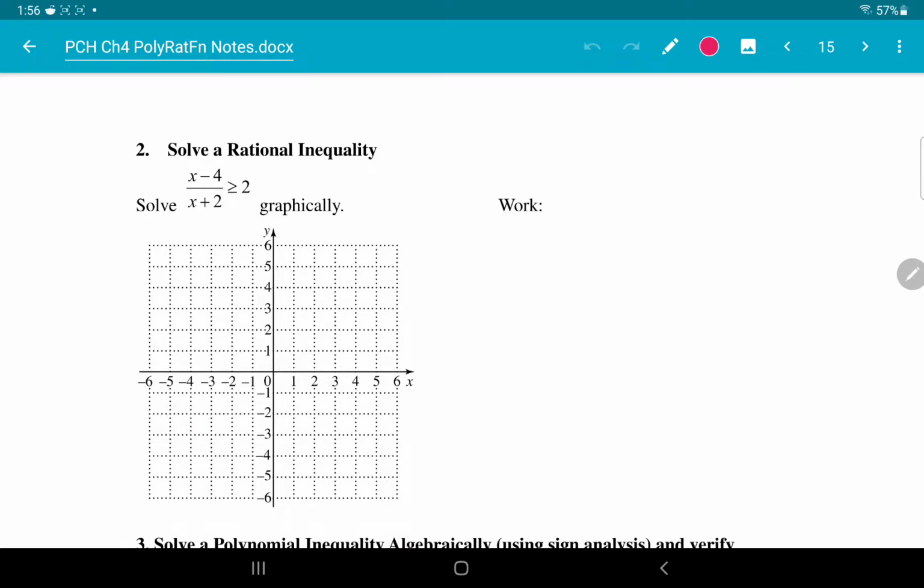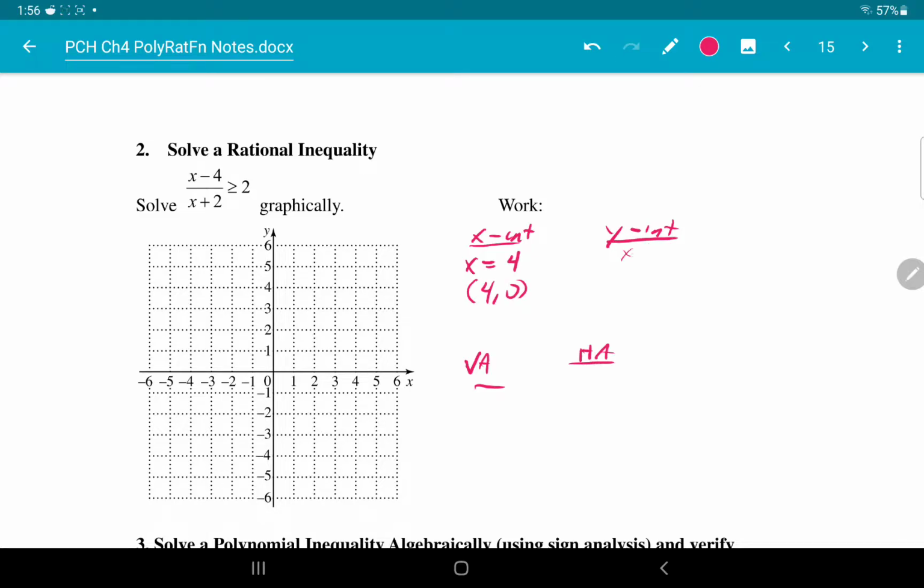All right, so in this next example, now we have a rational function. We're using the same technique. We're just trying to see where that rational function is greater than or equal to 2. So with a rational function, look for all your important things again: x-intercept, y-intercept, vertical asymptote, and horizontal asymptote. We have x-intercepts at x equals 4, so just 4 comma 0.